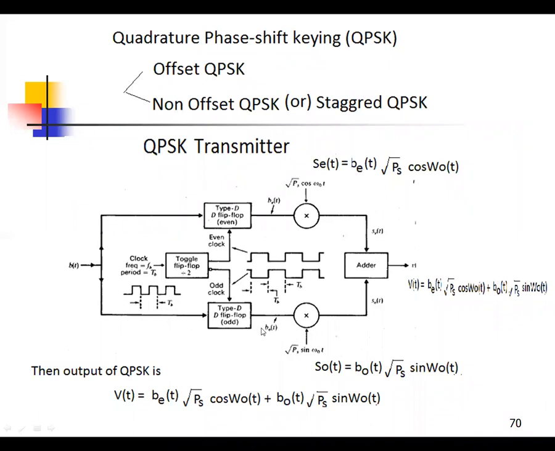On the other side, the toggling flip-flop produces the odd clock. Then b(t) activated by the odd clock generates b_o(t), the odd bits, which are multiplied with root Ps sin omega naught t here. For our convenience, the inputs are cos omega naught t and sin omega naught t. These two signals are known as orthogonal signals.